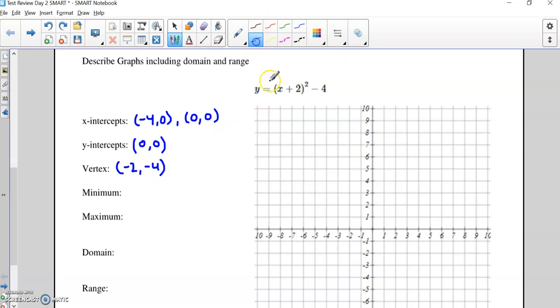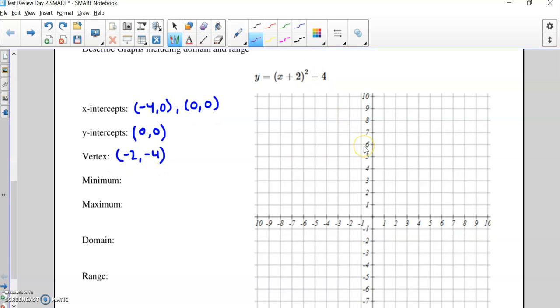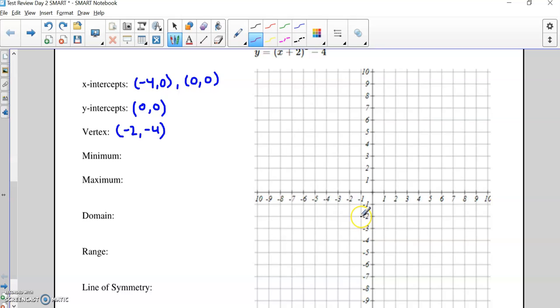Alright, at this point let's go ahead and draw our graph. We have enough points to do it. So we can start with our vertex, negative 2, negative 4. And then we have a point here at 0, 0, one at -4, 0, and I'm really going to try my best to make a good graph here, but it's probably going to be ugly, guys. Okay, yeah, it could have been worse, right? Alright, so we have our parabola there, and now let's go ahead and answer the rest of these.